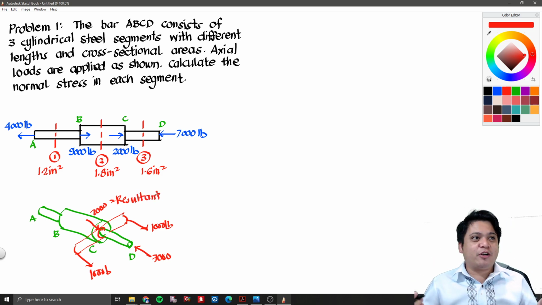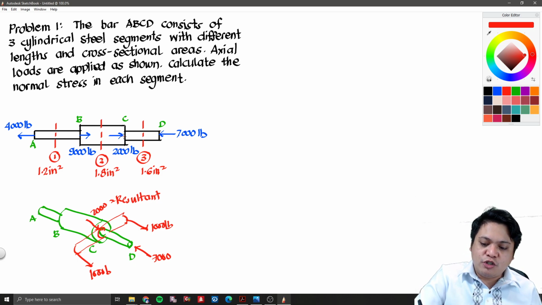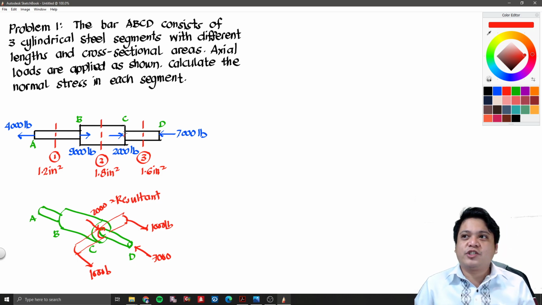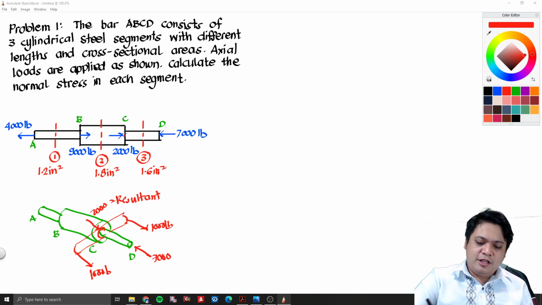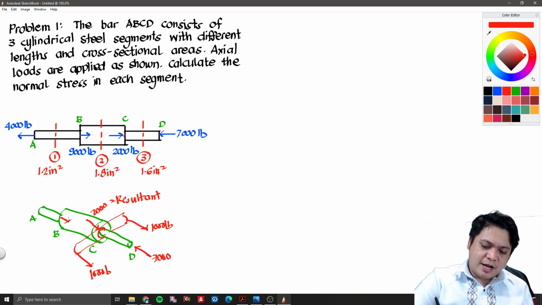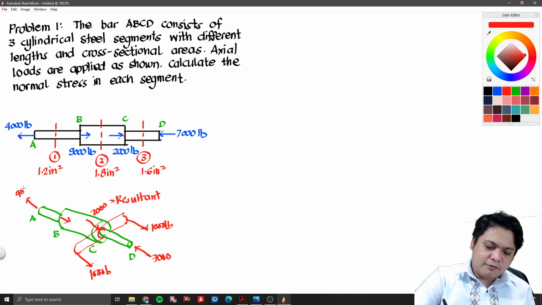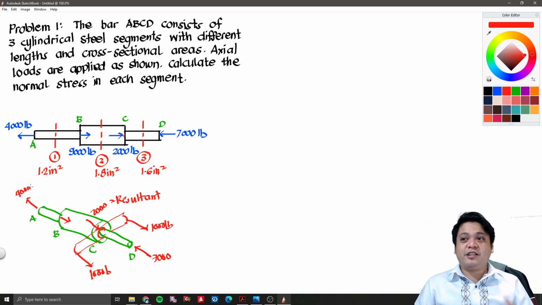Yun yung mga possible kung bakit nagkakaroon ng mga loadings dun sa in-between the sections. So, maraming dahilan. Okay? Pwedeng dahil sa temperature, etc. Okay? So, ganun din dito, parang hinihila naman daw siya ng around 9,000. And then, dun is tinutulak siya ng around 4,000. Okay? So, yun yung 3-dimensional niya figure.